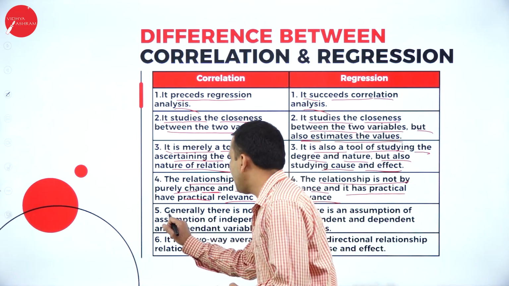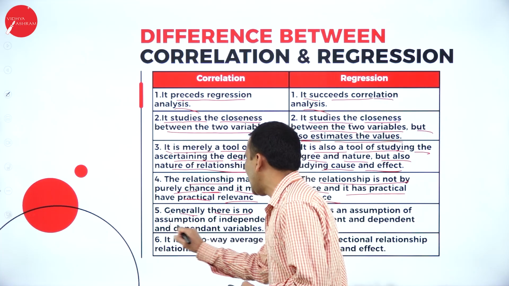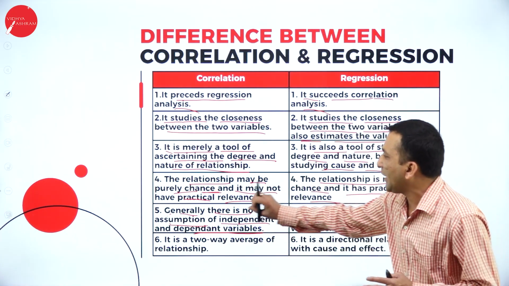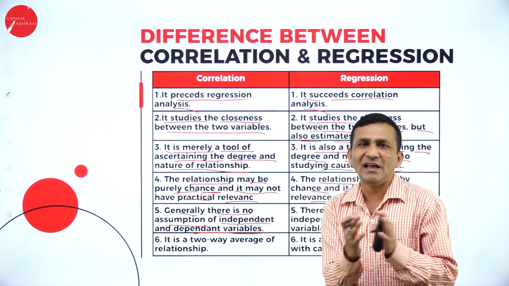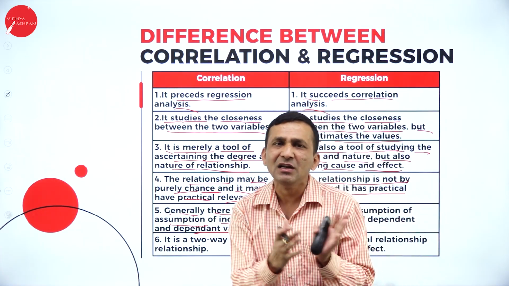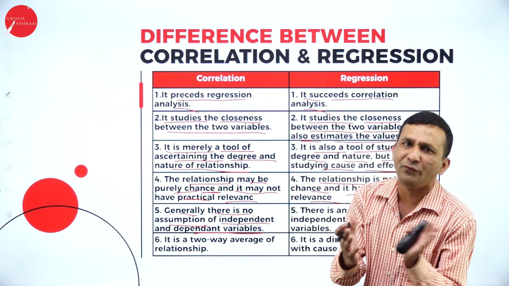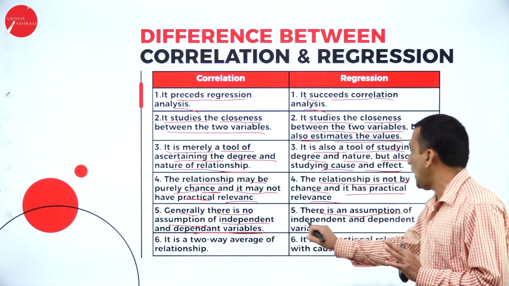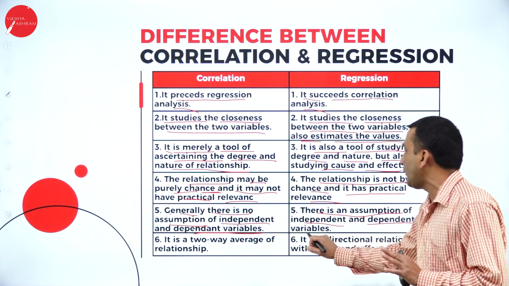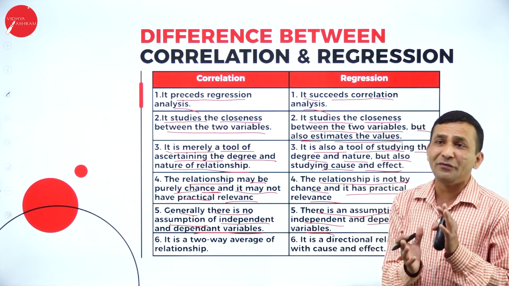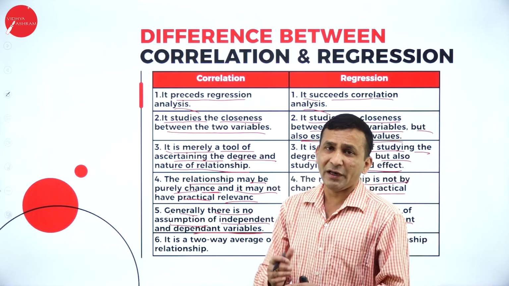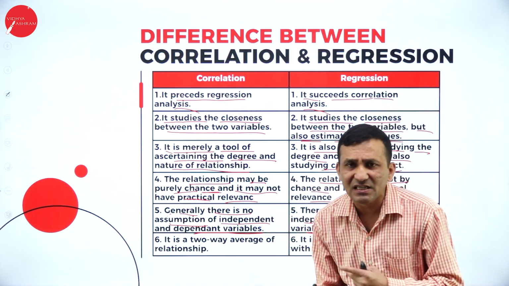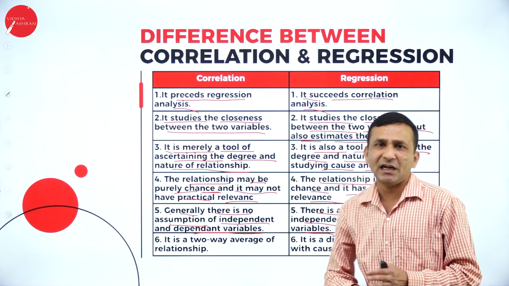Next, the fifth one: generally in correlation there is no assumption of independent and dependent variable. Here we cannot make an assumption. So if there is any price and demand relation, then we go for the study. But in case of regression, there is an assumption of independent and dependent variable. On the basis of this assumption only we go for prediction. For this year's sales, I can predict next year's sales using regression analysis.